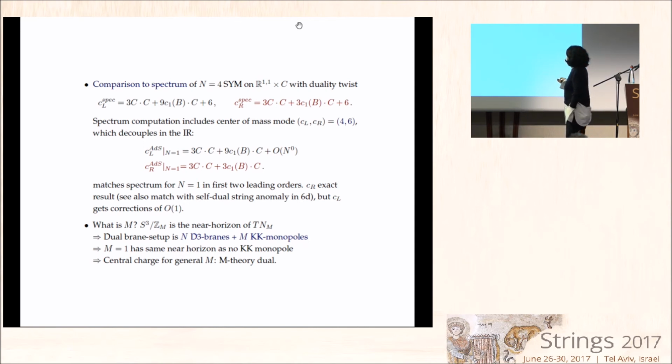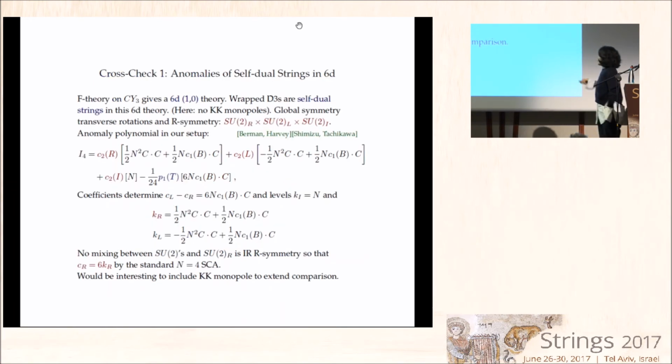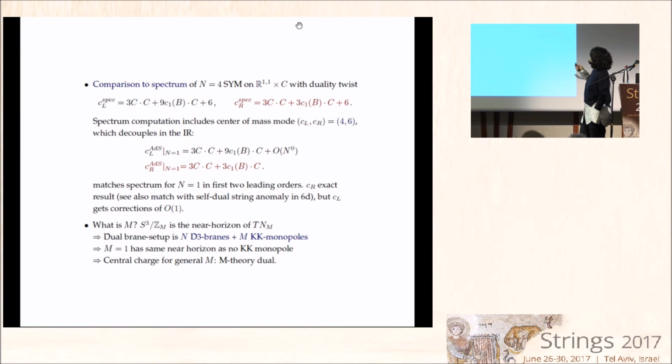And for this, it's useful to look at a couple of other cases, in particular the M-theory dual. So one cross-check that we can right away do is looking at the anomaly of the self-dual strings in 6 dimensions. Let me just briefly say this in terms of showing you the expressions that we get. The general expression for this anomaly polynomial I4 was determined in these papers here. And in our case, this results in the right-moving KM level given in this way, and this matches by this general formula here to the right-moving central charge over here.